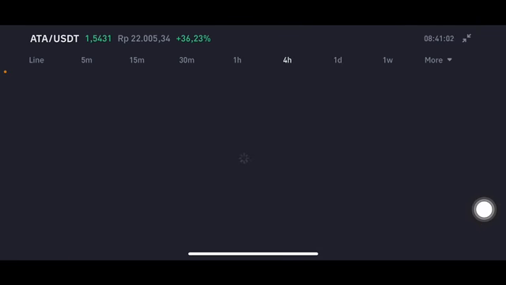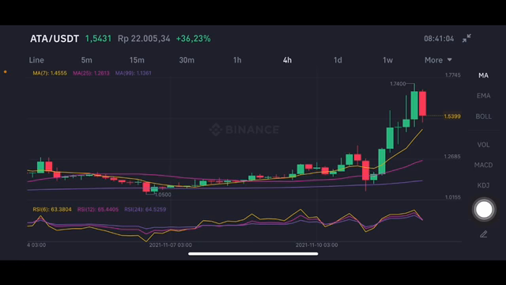If the price is still slightly above the moving average 7 at 1.455 US dollars, then there is still opportunity to go up. But if it breaks that point, then you can enter the market slightly on the purple one here, until the pink one side, 1.13 until 1.26.